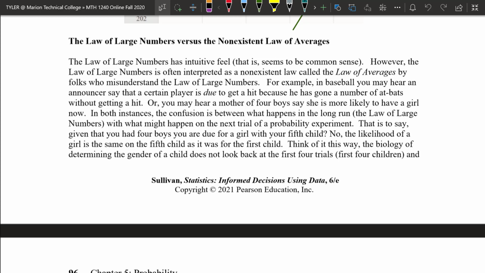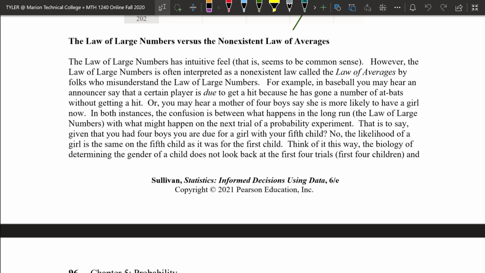So for example, in baseball, you may hear an announcer say that a certain player is due to get a hit because he has gone a number of at-bats without getting a hit. Or you may hear a mother of 4 boys say she is more likely to have a girl now. In both instances, the confusion is between what happens in the long run, which is the law of large numbers, and what might happen on the next trial of a probability experiment. That is to say, given that you had 4 boys, you are due for a girl with your 5th child. No, the likelihood of a girl is the same on the 5th child as it was for the 1st child.